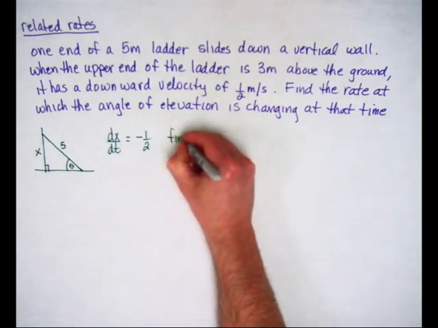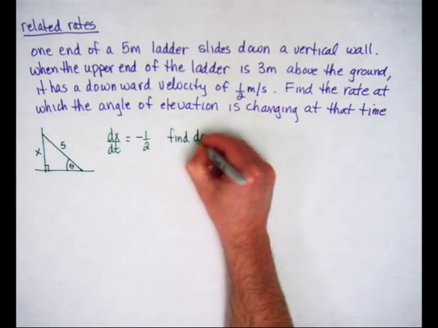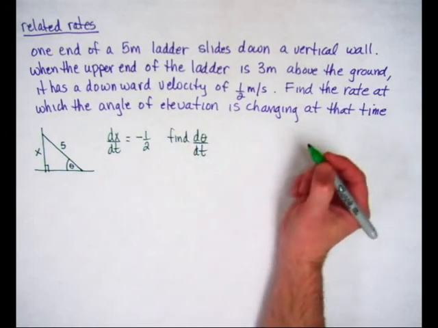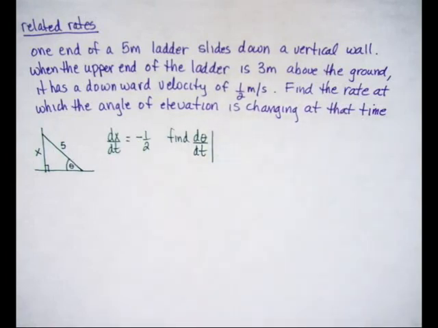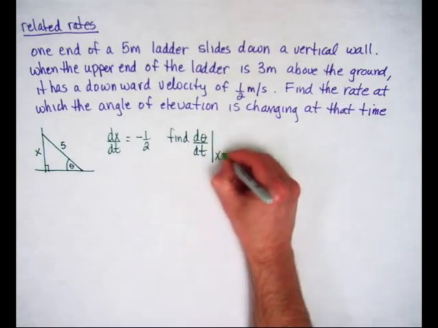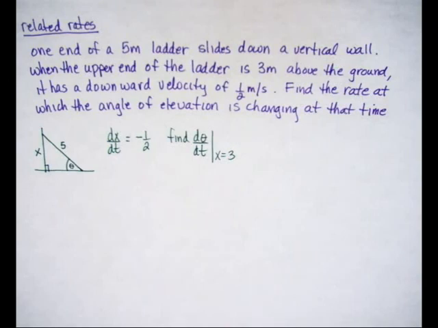It wants us to find dθ/dt, the rate of change of the angle with time, when the ladder is 3 meters above the ground. So when x is 3. So this is how you set up a related rate problem. You identify, usually with a picture, your variables, and then you usually will have a given rate of change. Well, you'll always have a given rate of change, and then you'll be asked to find a rate of change. And everything here is with respect to time.